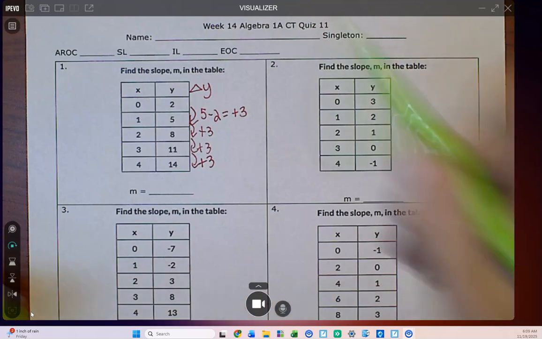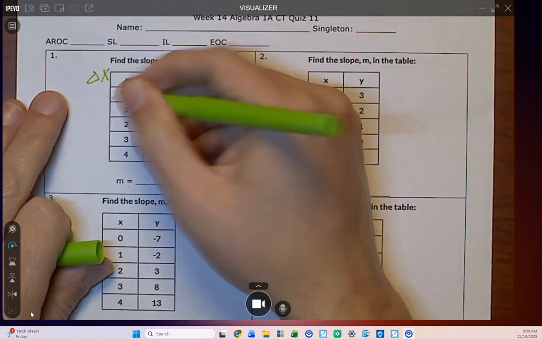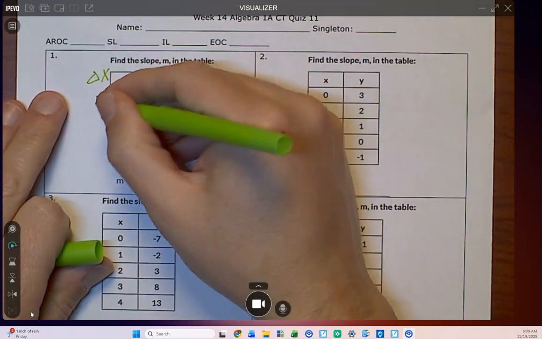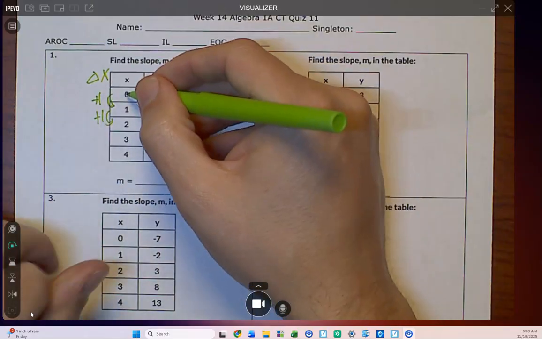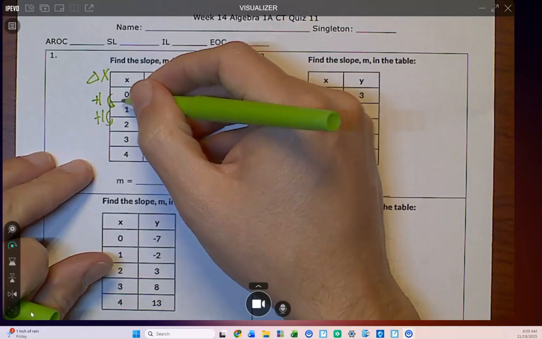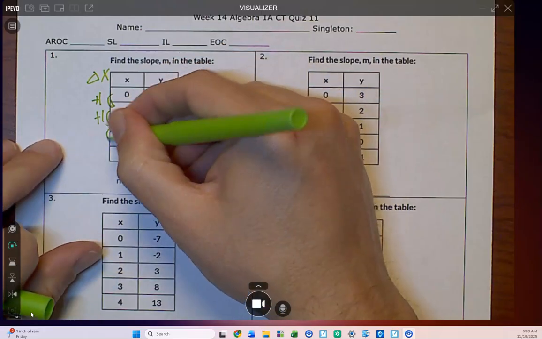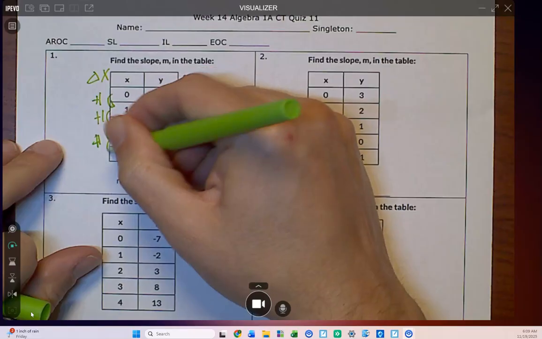Okay, and you have to compare it to the change in x. So that's a plus 1. Plus 1. 0 went up to 1. 1 plus 1 was 2. 2 plus 1 is 3. 3 plus 1 is 4.